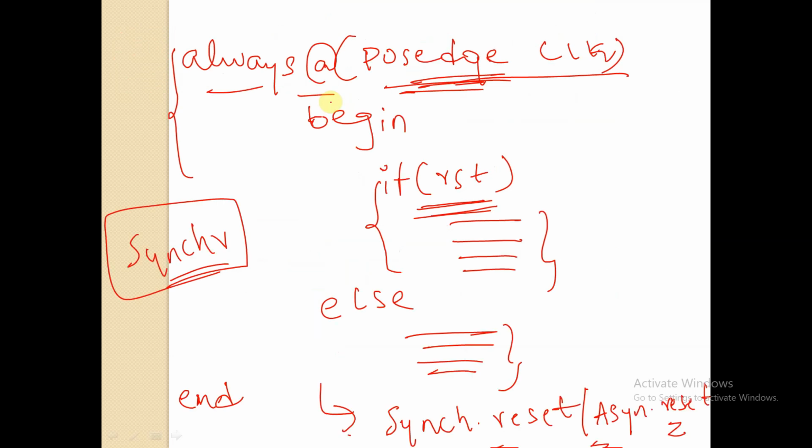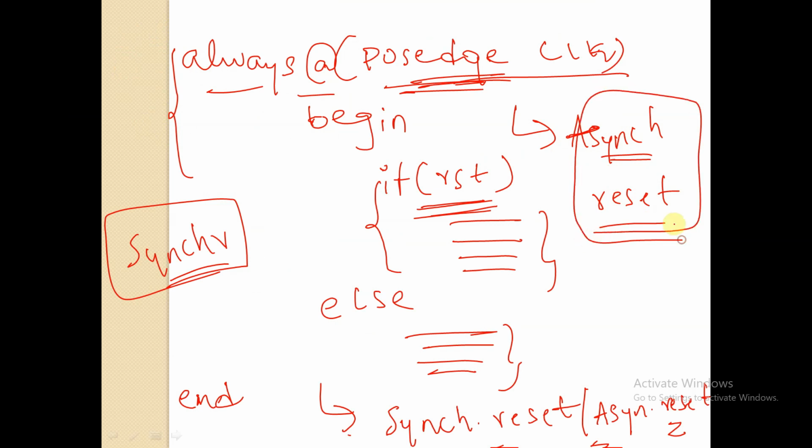My next question is: modify this code so that my design becomes an asynchronous reset design. How can we modify this code to make this design an asynchronous reset design? Only a small change. A change in the sensitivity list, by adding posedge of reset or negedge of reset. Anything is fine.